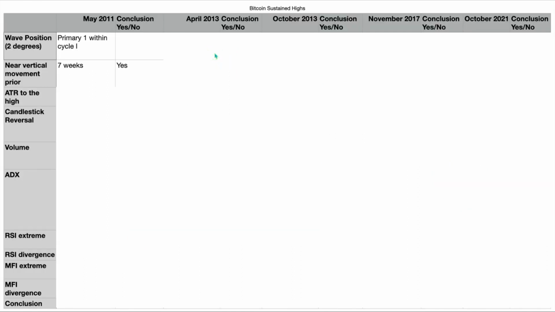Now we're going to go through this chart in a methodical order. First of all, we're going to do the high for May 2011. The first thing we're looking at is, was there vertical movement prior to the high? Yes, there was, 7 weeks. So yes, that condition is met. We'll look at all of these conditions for each of these highs in order. So that's why this is a long video.